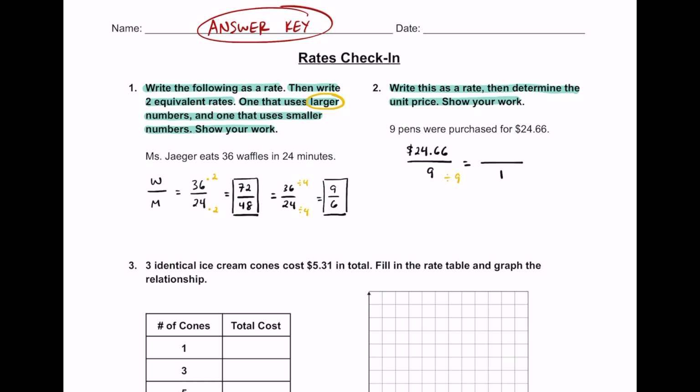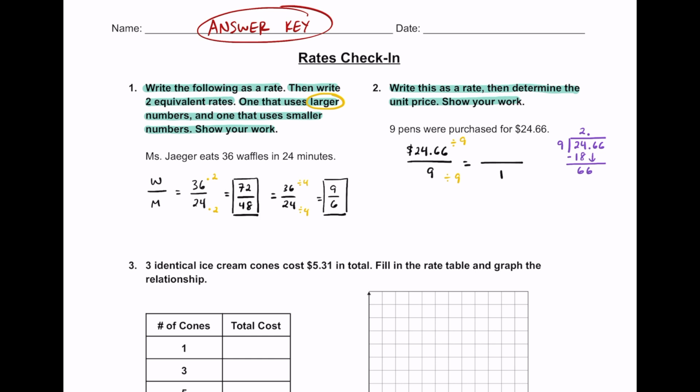Well, we're going to divide by 9. And if we do it to the bottom, we have to do it to the top, because that's how we write equivalent rates and equivalent ratios. If we do 24.66 divided by 9, I can do that work on the side here. Just to review, if you need a little bit of help with dividing decimals, it's just like the normal standard algorithm. So dividing by 9, bring the decimal straight up. 9 doesn't fit into 2, but it fits into 24 2 times. 2 times 9 is 18. We subtract, and we get a remainder of 6.